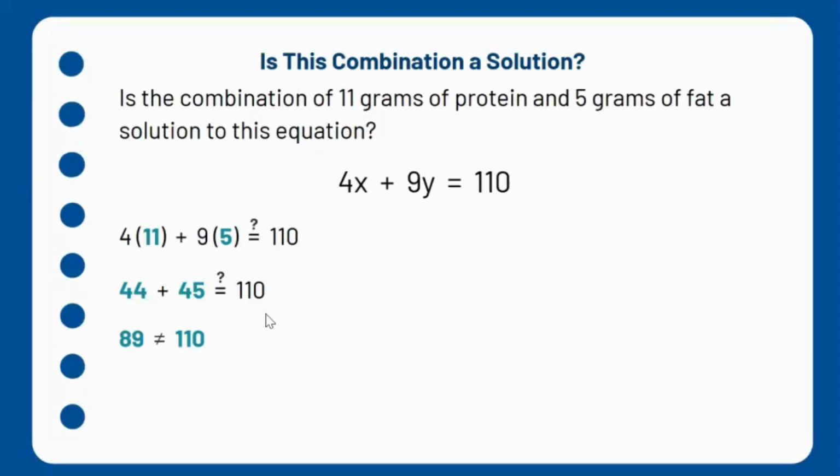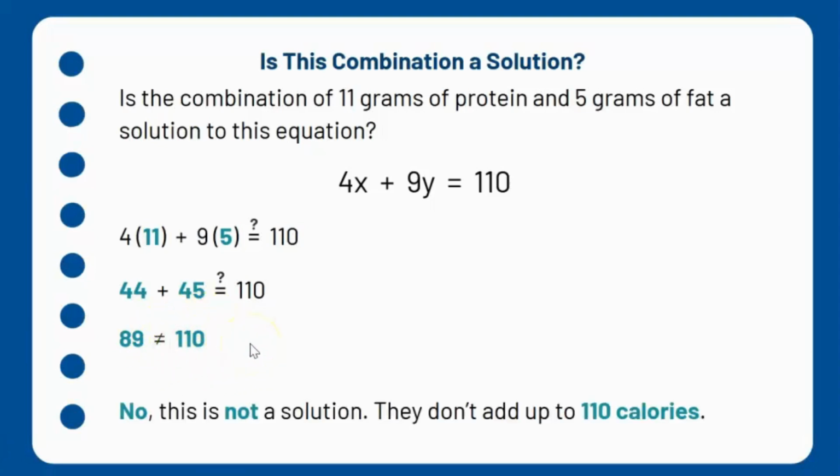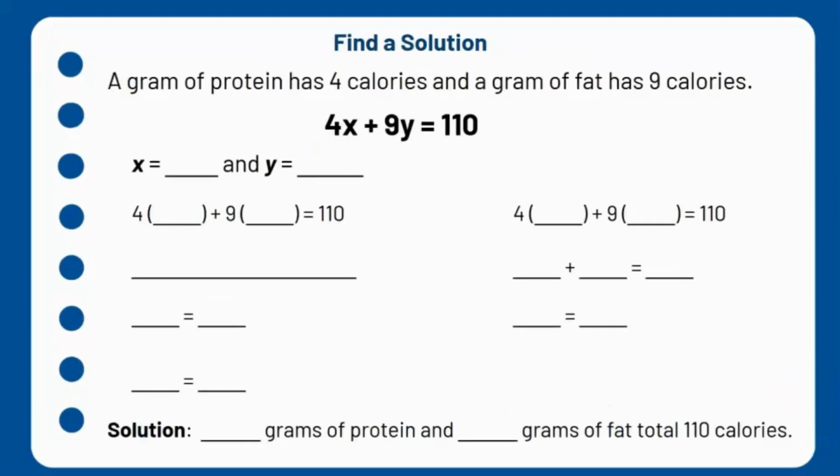In order for the value pair of 11 and 5 to be a solution to the equation, the values need to make the equation true. The equation is true when we have a total of 110 calories. This pair only adds up to 89, so this is not a solution. They do not add up to 110 calories. Let's find a true solution for this equation.